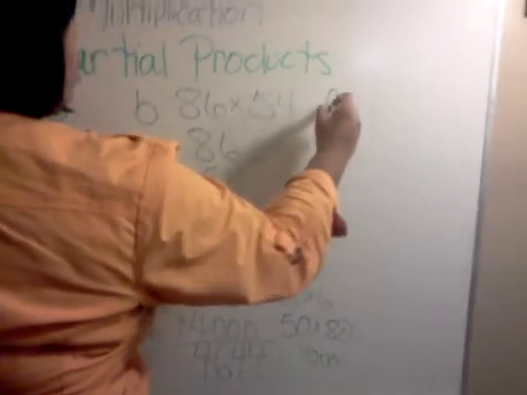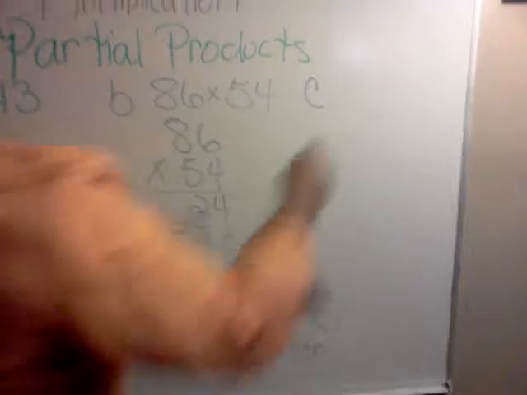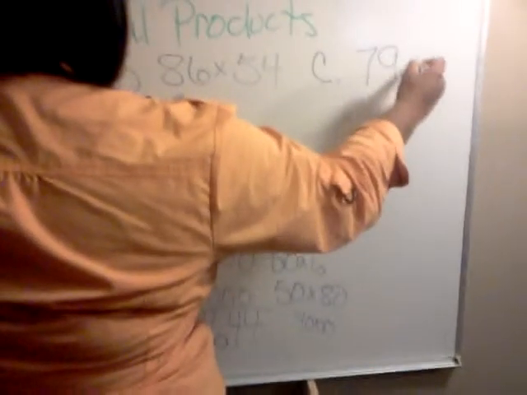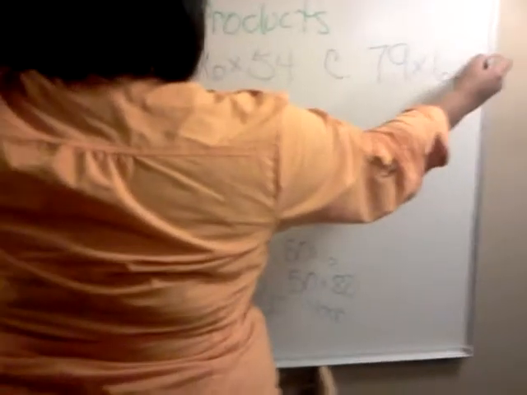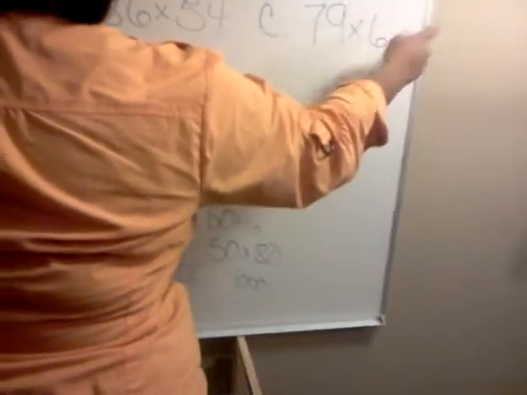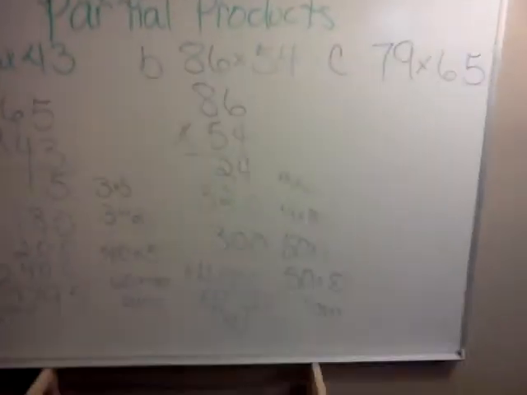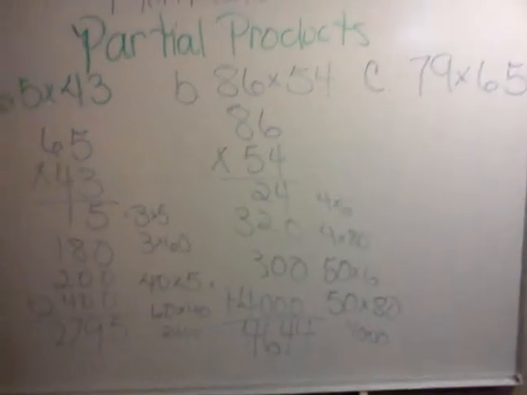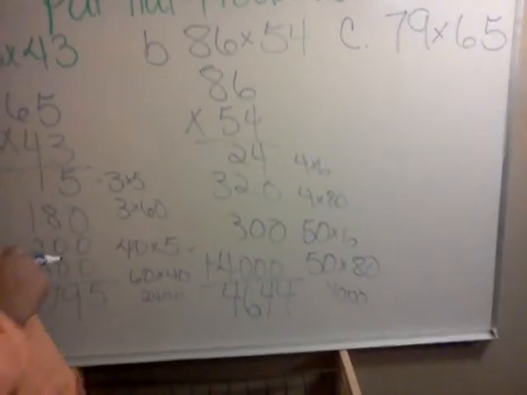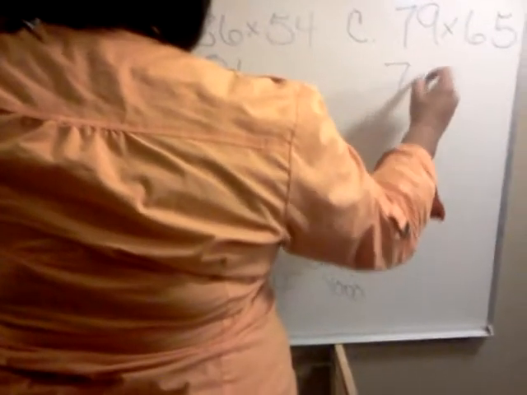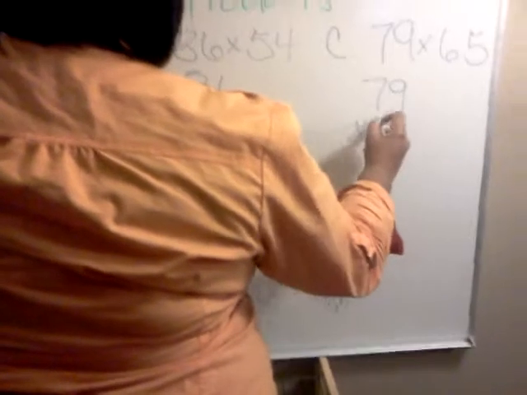Okay, C, why don't you try this one on your own? We'll do 79 times 65. Pause the video now to solve it by yourself, and then push play to see if you got it right. Okay, so the first thing you have to do is line this up using place value. So we'll do 79 times 65.